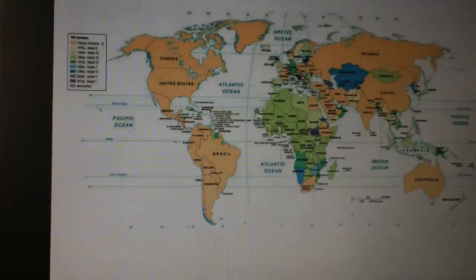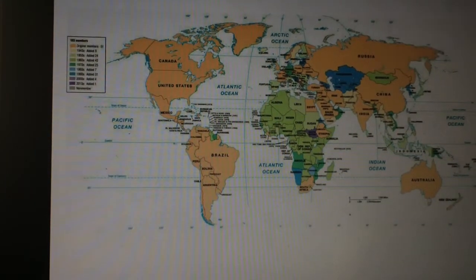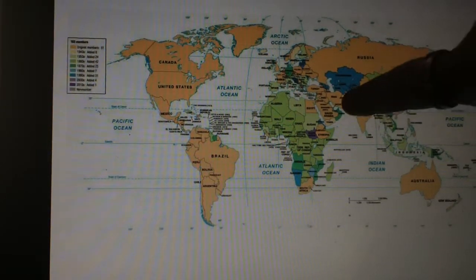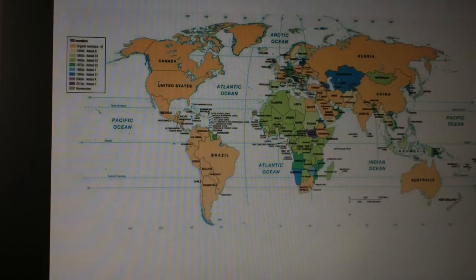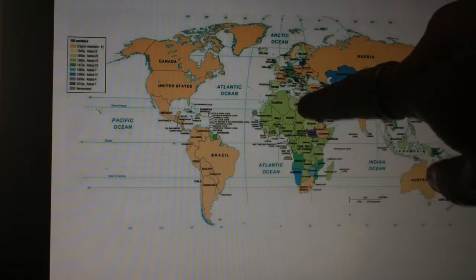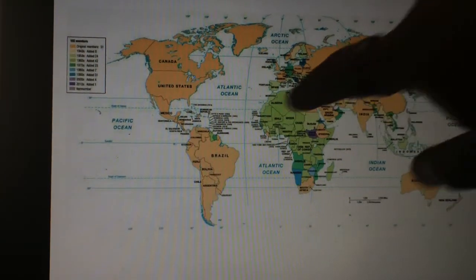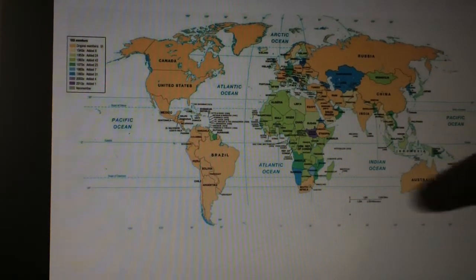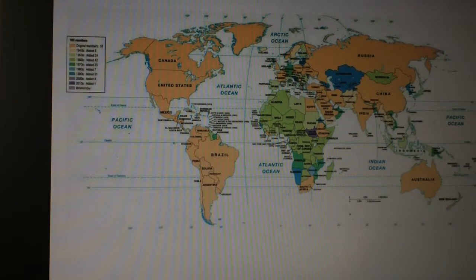There are 193 members. The dark orange are the original members, of which there are 51. The slightly lighter orange are the 8 members who were added in the 1940s. The lightest green are those that were added in the 1950s, of which there are 24. The more lime green are those that were added in the 1960s, 42. The bright green are those that were added in the 1970s, 25.